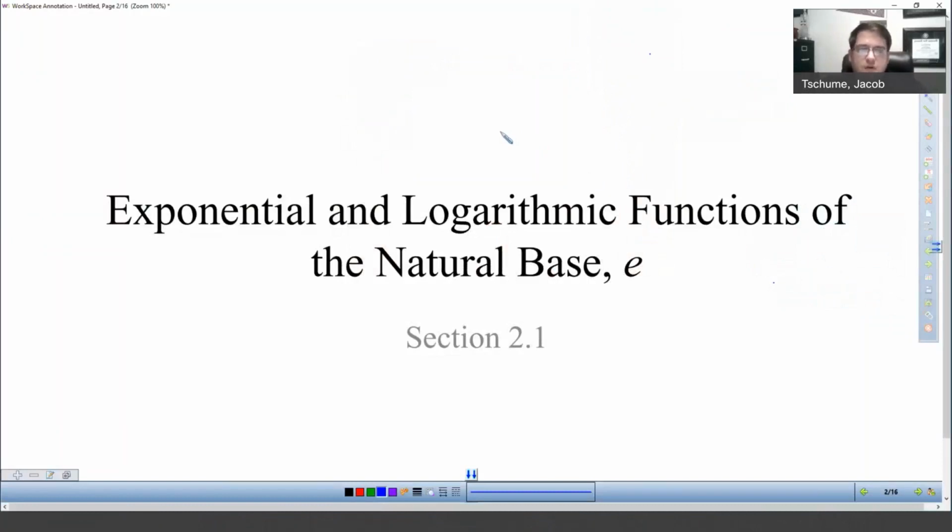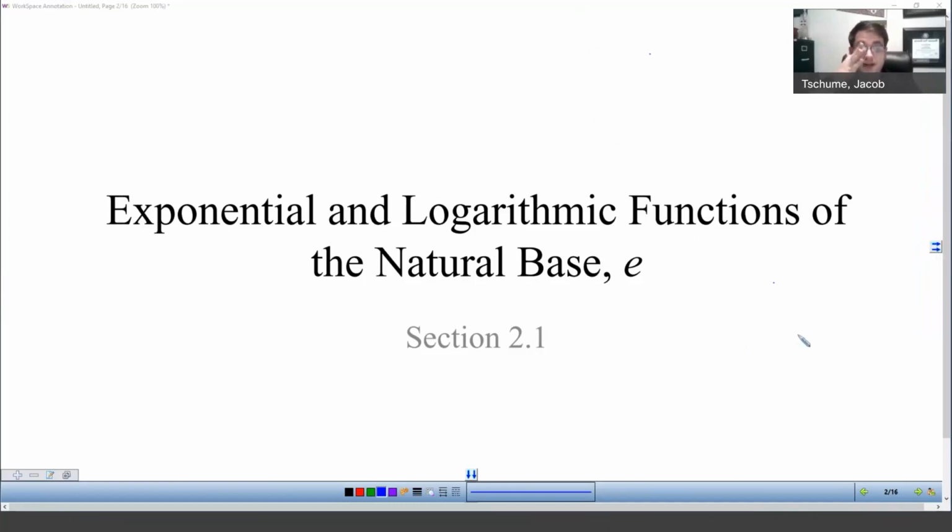What I decided to do first is in section 2.1, we're not going to really do any calculus right now, but what I want to spend this time going over is some review material of what you should have covered in an algebra class. But in case you haven't seen it in a while, this is a chance to get everything back under your belt. So section 2.1 is titled Exponential and Logarithmic Functions of the Natural Base E.